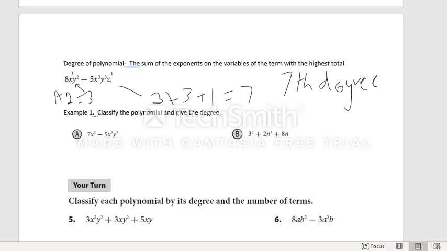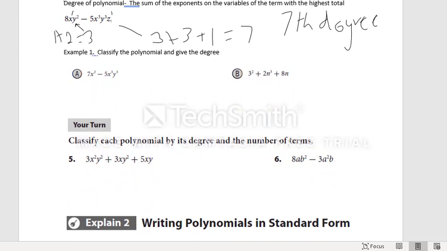All right. We'll look at this example. We'll do these two together, then you can look at the next couple on your own. All right, 7x squared. That has a degree of 2. This one has x to the third, y to the third. 3 plus 3 is 6. So it is a 6th degree. And it has 2 terms, so it is a binomial.